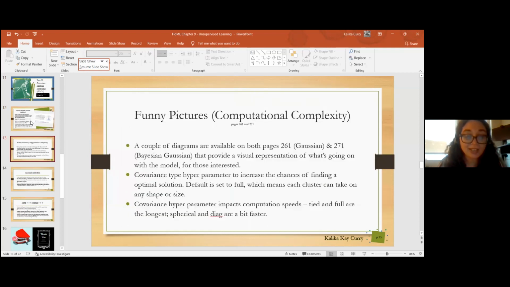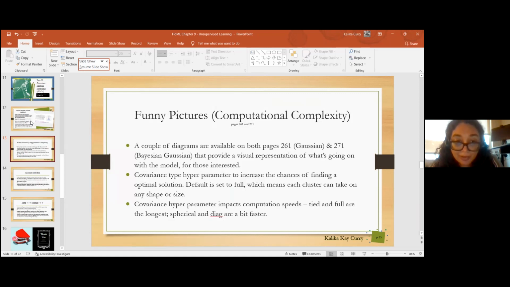So next up, I just called these two funny pictures. Those are the pictures you can see if you have the actual paper book. I don't know what the online book looks like, but if you have this one, those are the ones on pages 261 and 271, and I just called them computational complexity. And these diagrams just go over Bayesian Gaussian and regular Gaussian, and, okay, this is the level of complexity for computing these things.